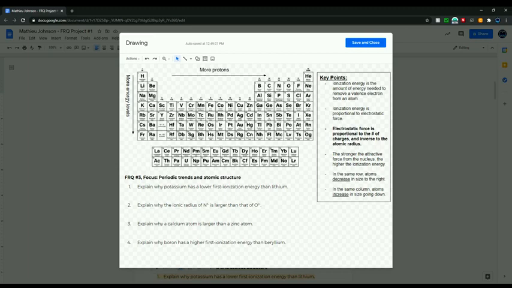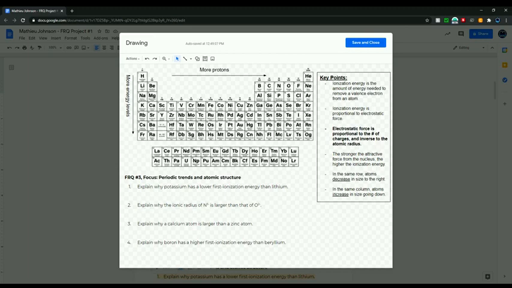With this in mind, look at number 1. Explain why potassium has a lower first ionization energy than lithium. Since potassium's outermost electron is further away from its nucleus than lithium's, due to the potassium atom having more energy levels because it's further down in the periodic table, the electrostatic force between the potassium nucleus and the electron is weaker. And since ionization energy is proportional to the force of attraction, a lower attractive force means a lower ionization energy.